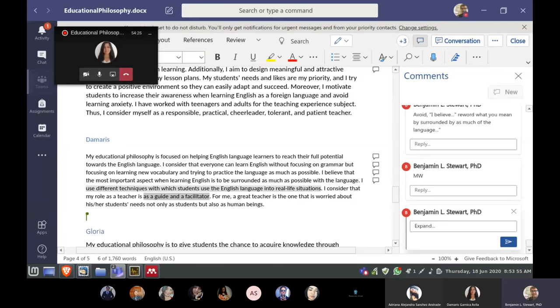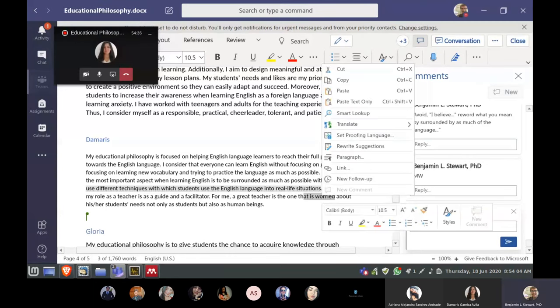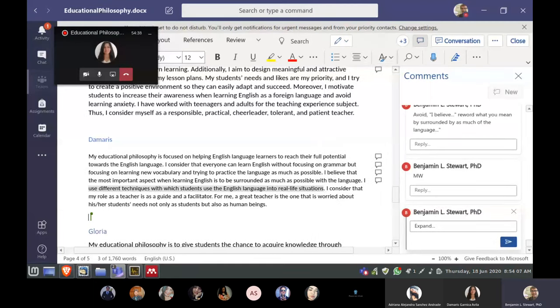For me, a great teacher is one that is worried about students. I would choose a different verb than worried about. Worried about usually has a negative connotation, like, I'm worried about the coronavirus, I'm worried about my family. You're concerned. So I would choose a different verb instead of worried about my students. And I would avoid gender-specific language like his, her. You can just say, I'm worried about my students' needs. But again, I would choose a different verb.